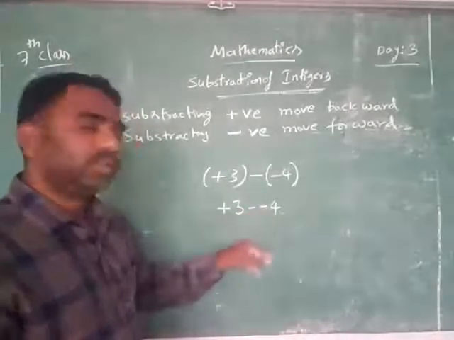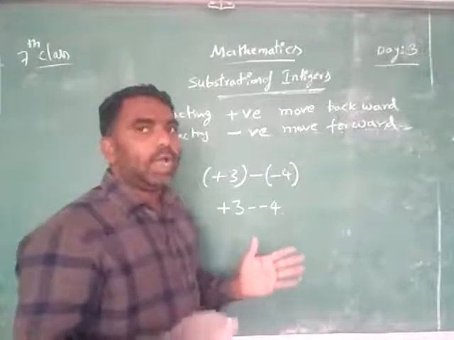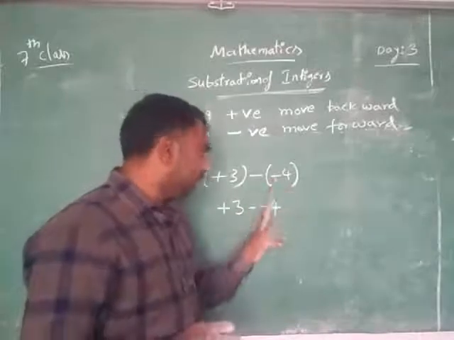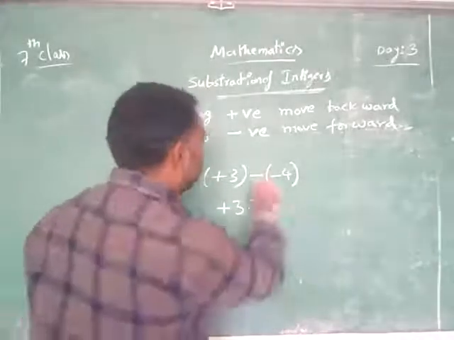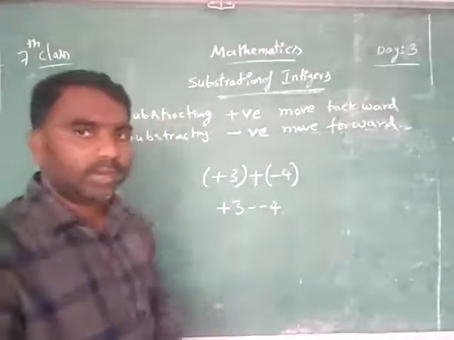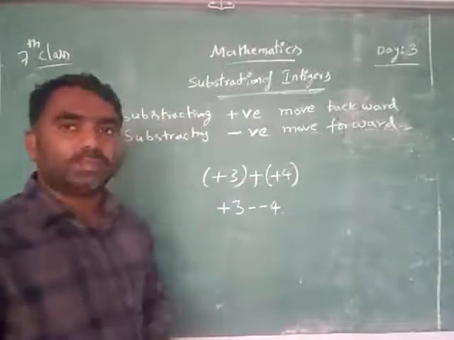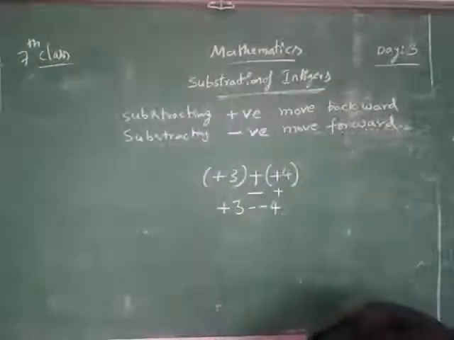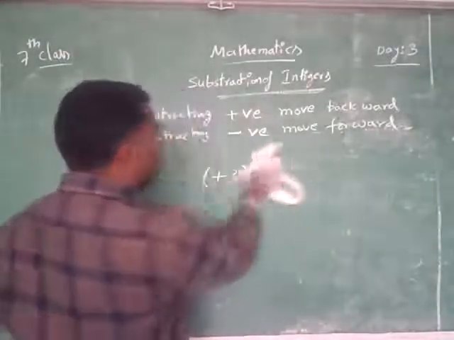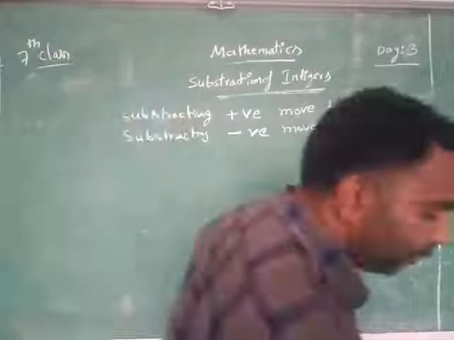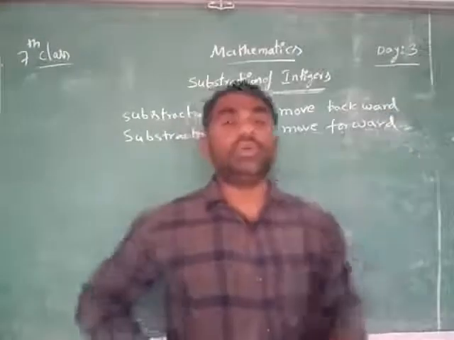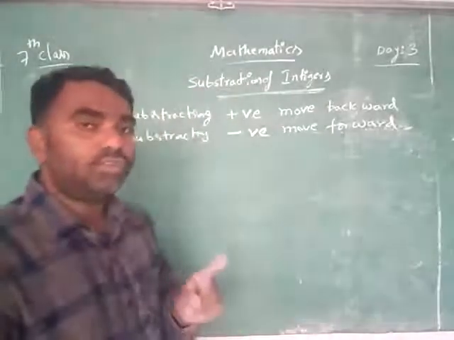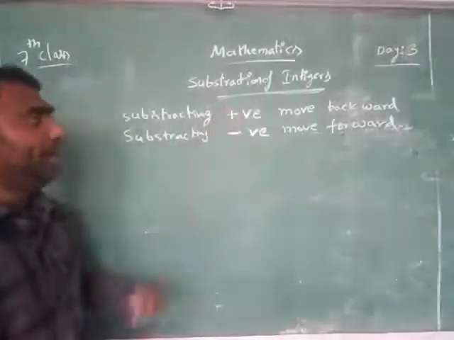Because there are two symbols, we need to avoid the two symbols and arrange one symbol. Instead of minus and minus, we need to write only one symbol. Instead of plus and minus, only one symbol. Instead of plus and plus, one symbol. Instead of minus and plus, one symbol. How do you write one symbol instead of two symbols? By using this idea, we can write it.